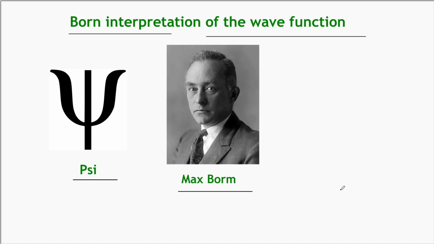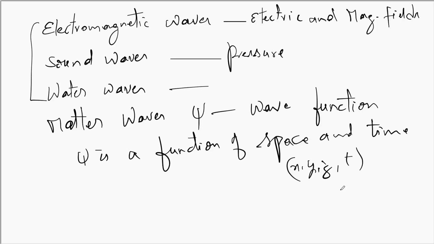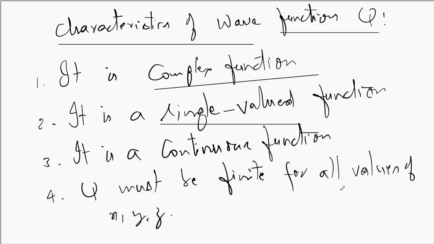In this video, we have started by stating that the wave function is represented by psi. Its interpretation is given by Max Born. We have said that matter waves are represented using psi, and psi is generally called the wave function. We have seen the characteristics of the wave function psi. We have said that psi is a complex function, it is a single valued function, it is a continuous function, and it must be finite for all values of x, y, z.